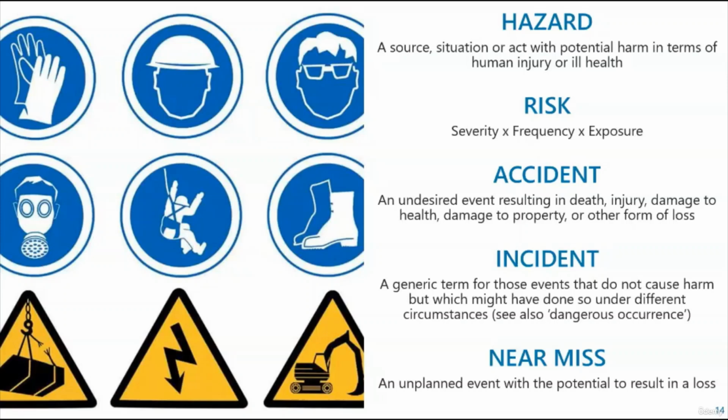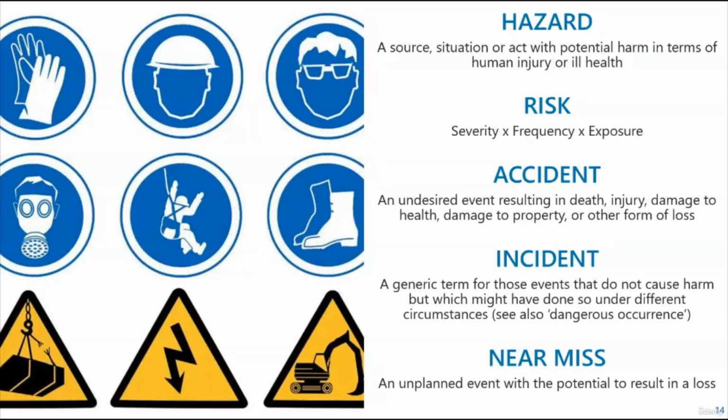Then we have accident. Accident is an undesired event resulting in death, injury, damage to health, damage to property, or other form of loss. The key defining thing about an accident is that it results in loss, as against the generic term incident. Incident is used generically for those events that do not cause harm, but which might have done so under different circumstances. In some cases, you will find incident being used as a generic term to cover accident, near miss, or dangerous occurrence. So any kind of event that was not anticipated and that is unplanned for is considered an incident. So accident in some cases may also be categorized under incident. However, in clear terms, incident means no harm was caused. Accident means there was harm and there was some form of loss.